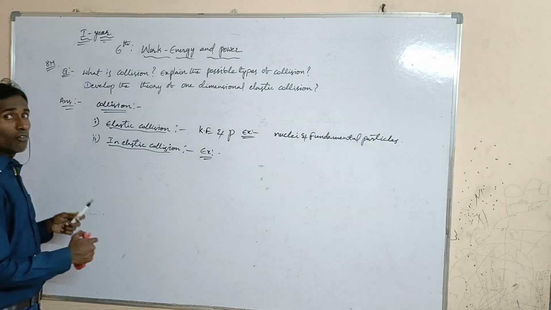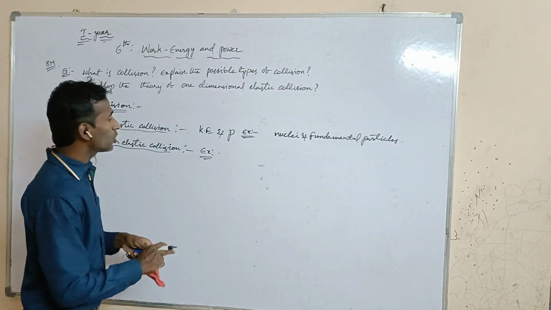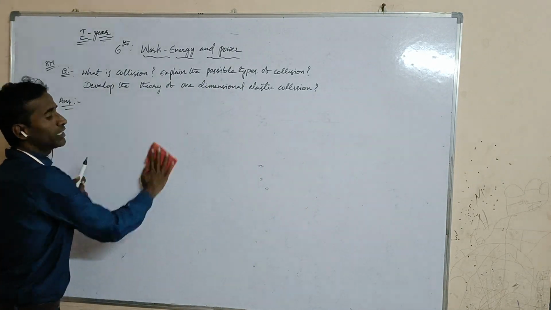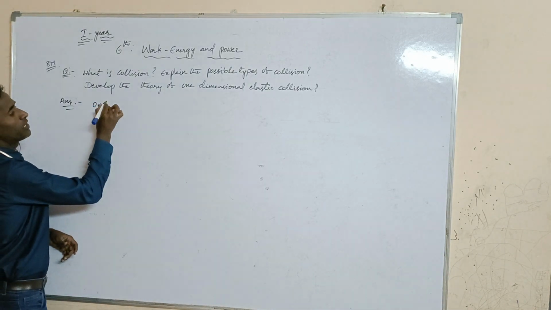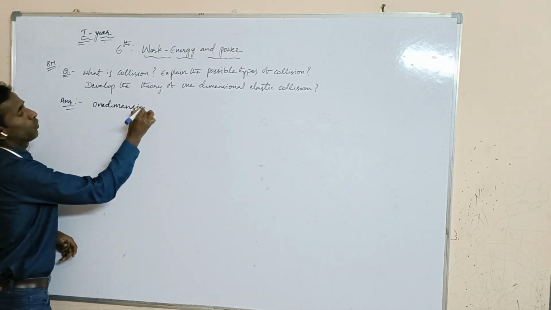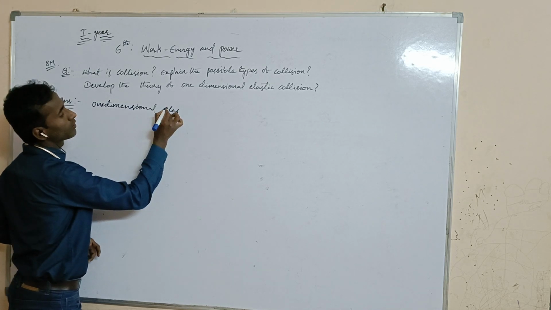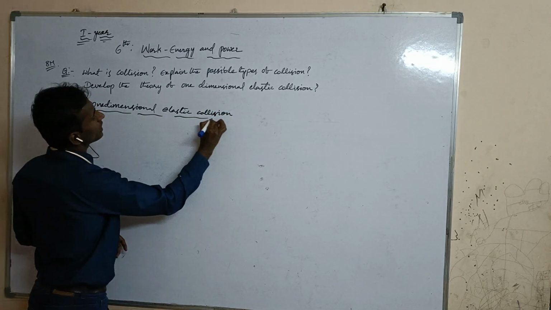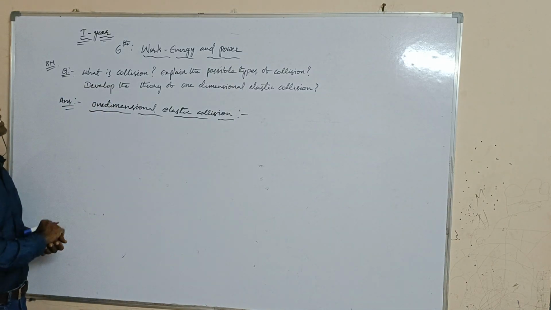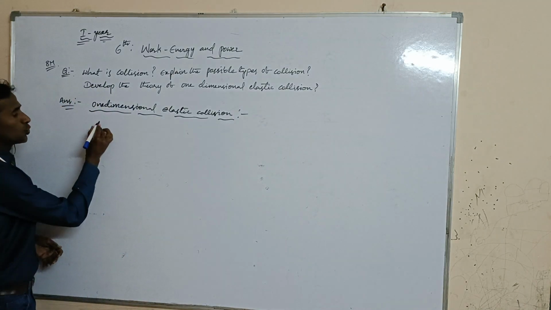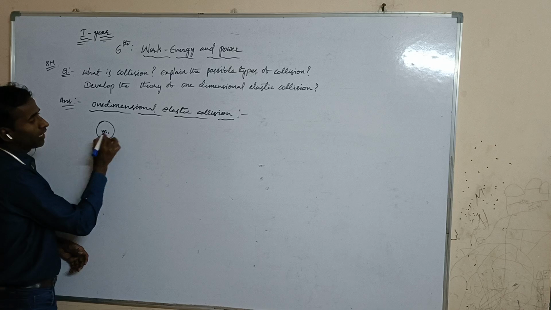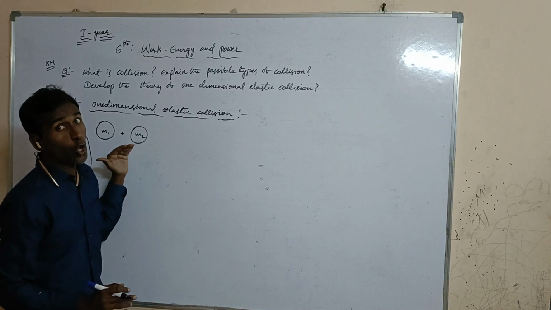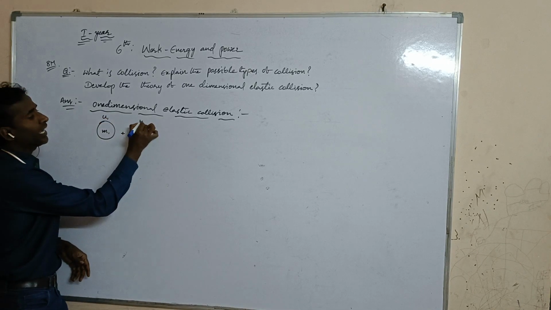Now what we have to do is develop the theory of one dimensional elastic collision. First of all, what is one dimensional elastic collision? Let us consider two objects of masses m1 and m2. These two objects are traveling along a straight line with initial velocities u1 and u2.